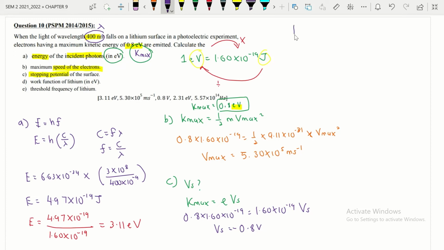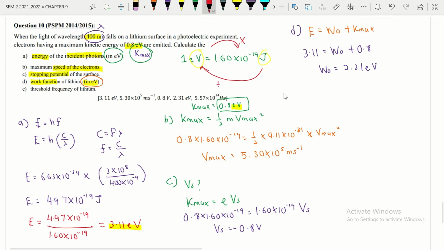Okay, let's look at question D. It asks us to find the work function of lithium in electron volt. So it does not ask in joule, but in electron volt. We know the formula: energy equals to work function plus maximum kinetic energy. So your energy in electron volt is 3.11 electron volt, and your maximum kinetic energy is 0.8 electron volt. So here it will be 3.11 equals to work function plus 0.8. Therefore, you will get work function 2.31 electron volt because it wants the answer in electron volt.